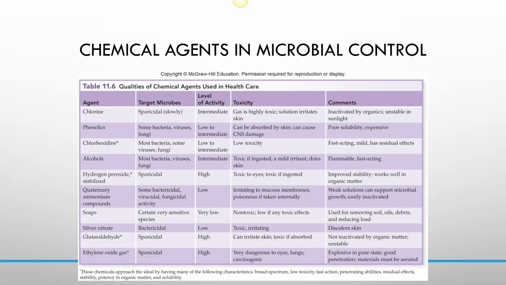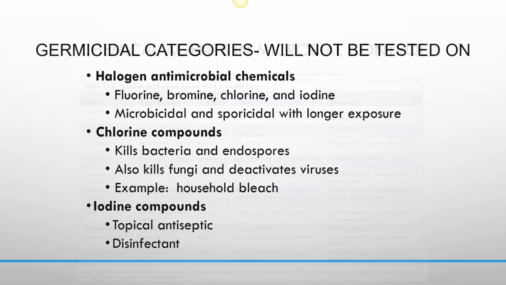So this is a list of some of the chemical agents in microbial control, and then the level of activity, whether they're toxic or not, and then any other comments. So you can read through this list and see if you recognize any of the terms that are on this list. All of these chemical categories you won't necessarily be tested on. There may be a couple that you might find on a quiz, but they won't be on an exam. So I'm just going to go through these briefly.